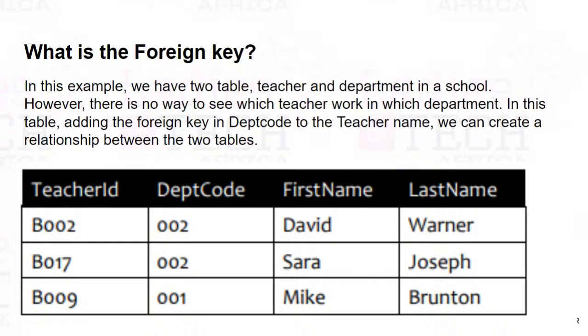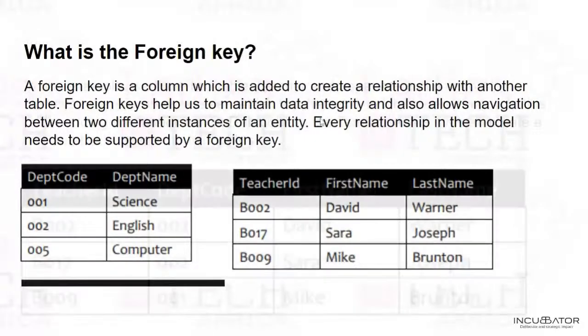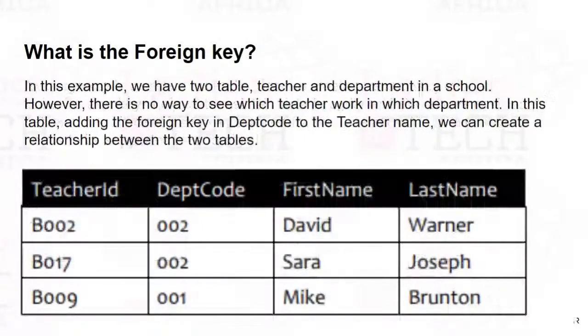That shows that that teacher is actually teaching 002. And what is 002? I think 002 is English. Sorry, let me go back to the next one. All right. So that shows that David and Sarah, they are teaching English. Those two teachers are teaching English. Probably they rotate it or something. They are teaching the same thing. So 002 is a foreign key here.